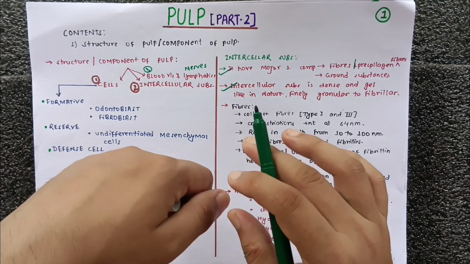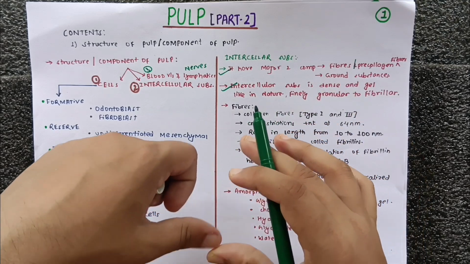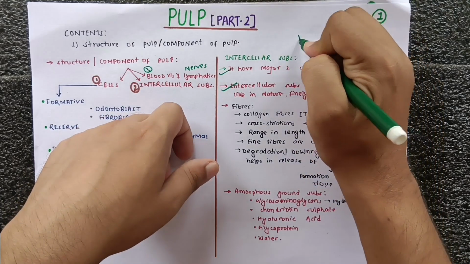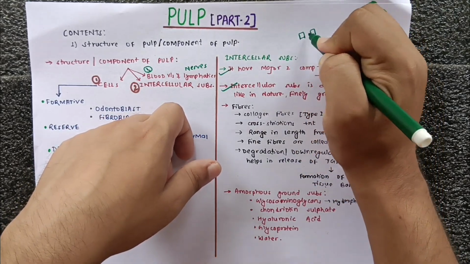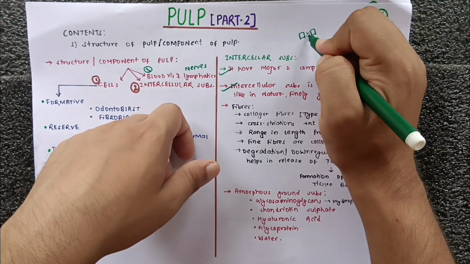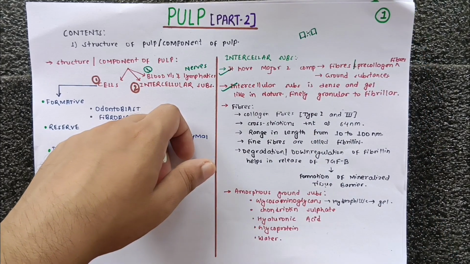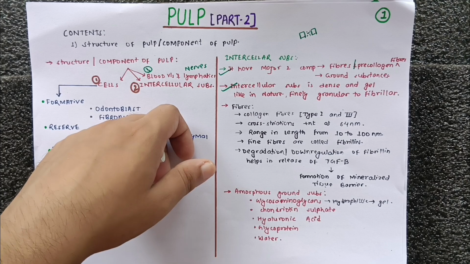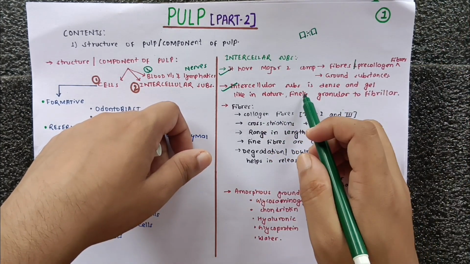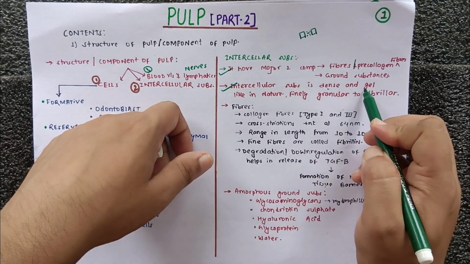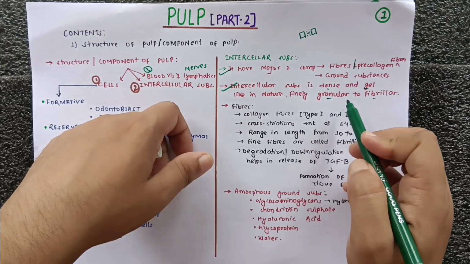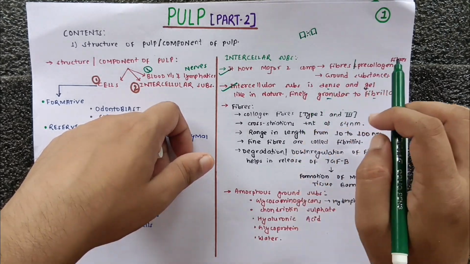So the pulp has intercellular substances. Intercellular substance means the substances that are present between 2 cells. If this is one cell and this is another cell, the space between those 2 cells is the intercellular space, and in those spaces there are substances, which are called intercellular substances. The intercellular substance is quite dense and jelly like, and granular to fibrillar in structure.